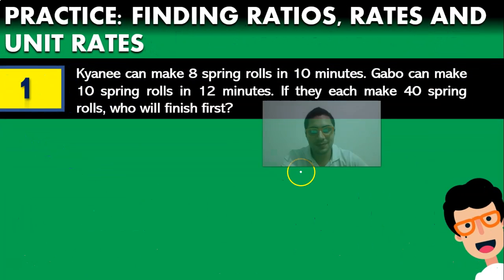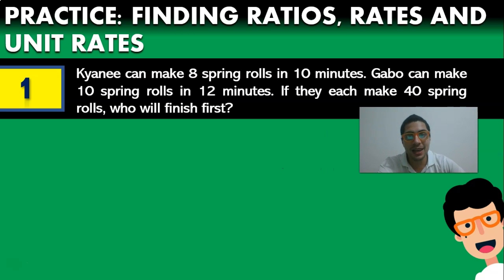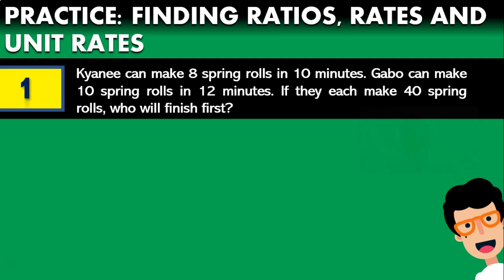Problem number 1. Okay guys, so problem number 1 is basically: Kiani can make 8 spring rolls in 10 minutes. Gabo, on the other hand, can make 10 spring rolls in 12 minutes. If they each make 40 spring rolls, who will finish first?